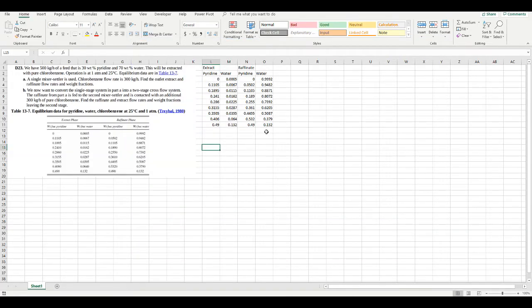We're going to do another liquid-liquid extraction problem. In this problem we have 500 kilograms per hour of a feed that is 30% pyridine and 70% water, and this is going to be extracted with pure chlorobenzene.